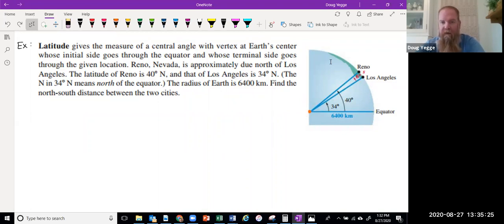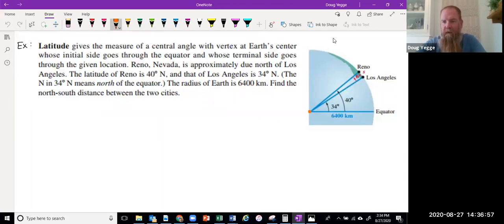Now we're told about a couple of locations on the Earth. Reno, Nevada is approximately due north of Los Angeles, and the latitude of Reno is 40 degrees. As we can see in the diagram, Los Angeles is closer to the equator than Reno. Los Angeles only has a 34-degree latitude, while Reno has a 40-degree latitude. So we see that there's 6 degrees in between.